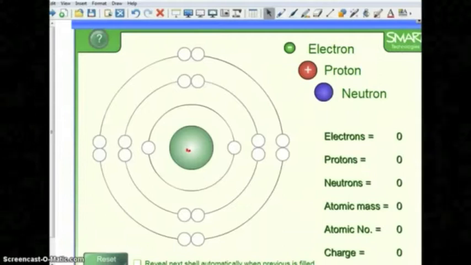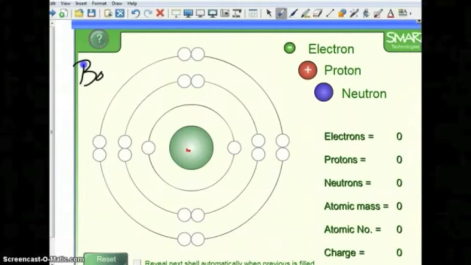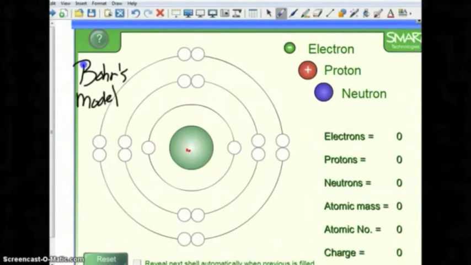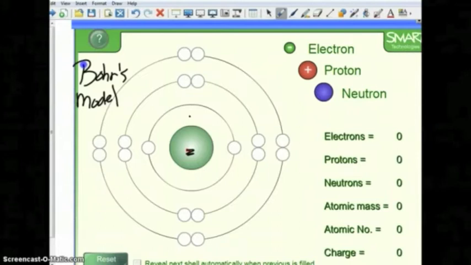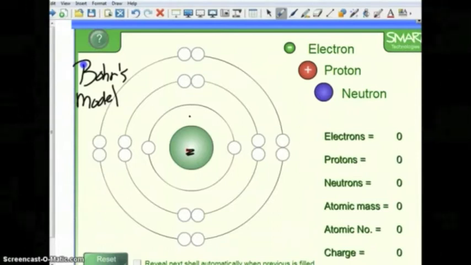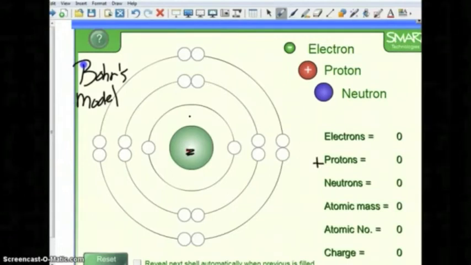This tutorial is designed to help you better understand Bohr's model for the atom. According to this model, there are two major parts of the atom. We have a nucleus and we have electrons which orbit the nucleus. Inside the nucleus we have protons, which are positively charged, and neutrons, which have no charge. Electrons, which are negatively charged, orbit the nucleus.